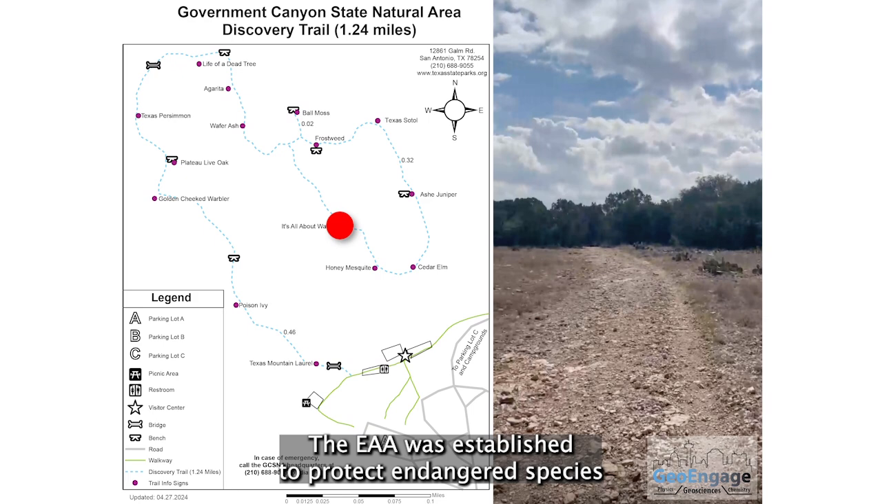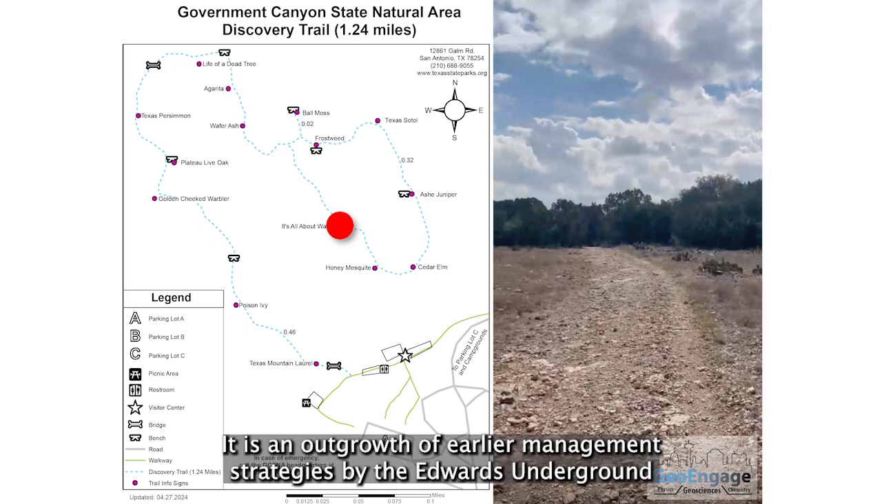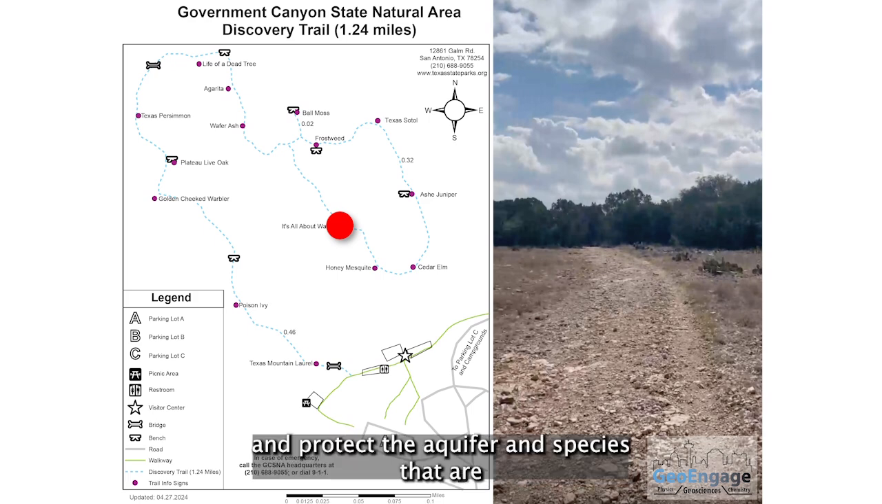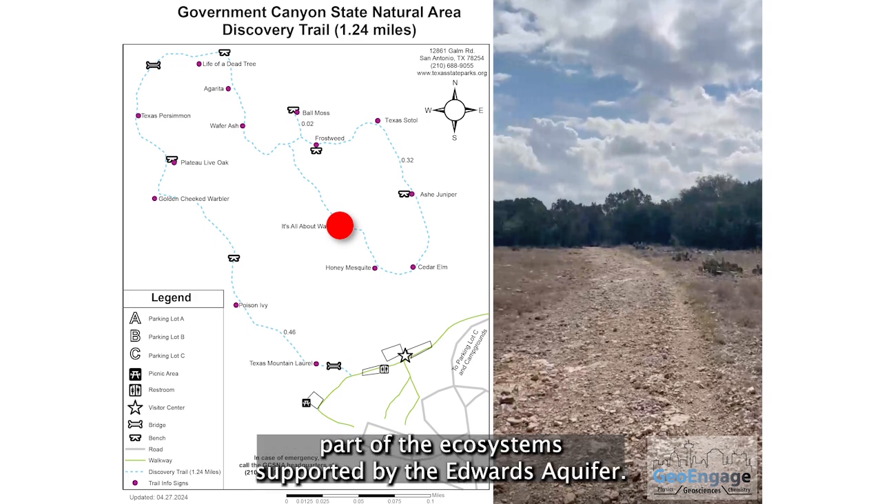The EAA was established to protect endangered species and the rights of water users like the city of San Antonio. It is an outgrowth of earlier management strategies by the Edwards Underground Water District, whose mission began in 1959 to manage, conserve, and protect the aquifer and species that are part of the ecosystems supported by the Edwards Aquifer.